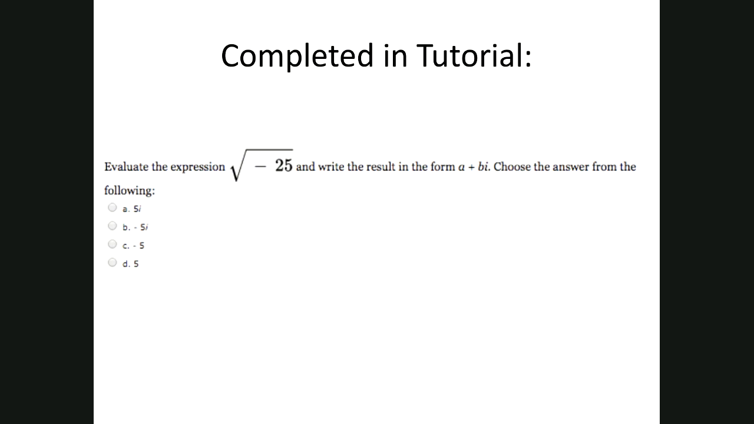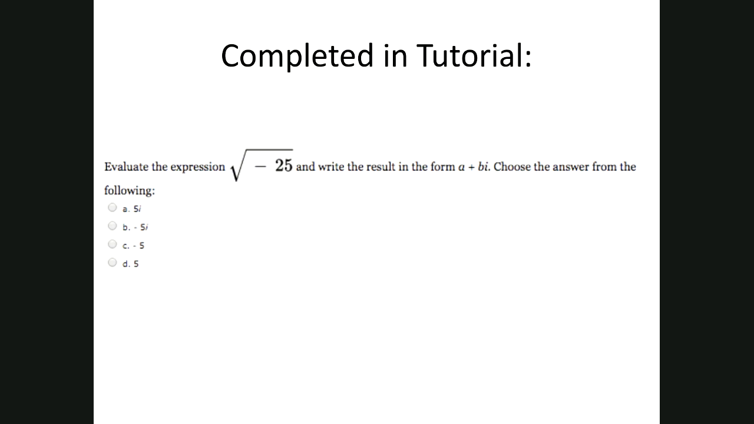So if I was going to do this problem, I'm going to do it right now on the board. So I have the square root of negative 25. I always tell students anytime you have a square root of a negative number, the first thing you should always do is rewrite it without the negative inside. So how do you do that?